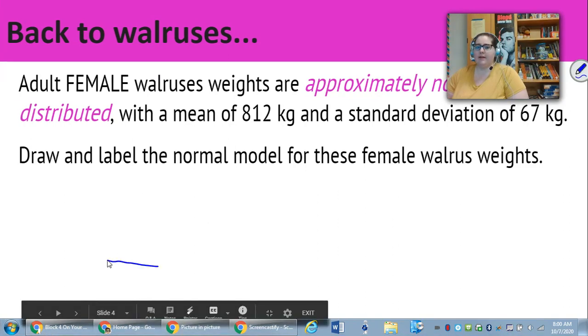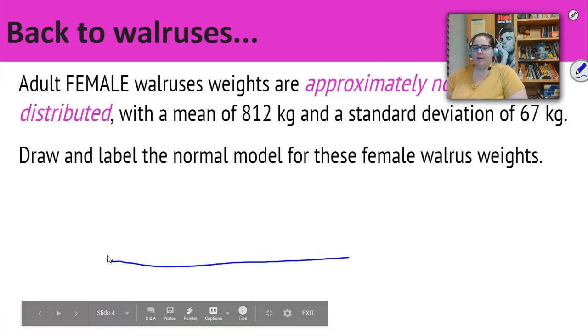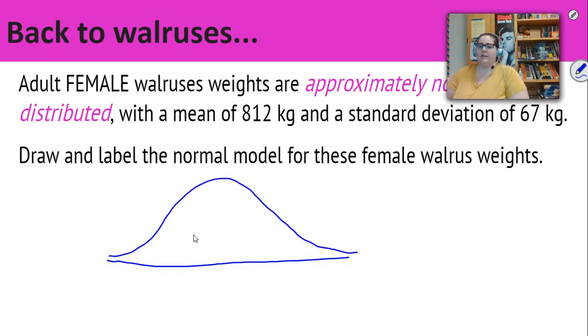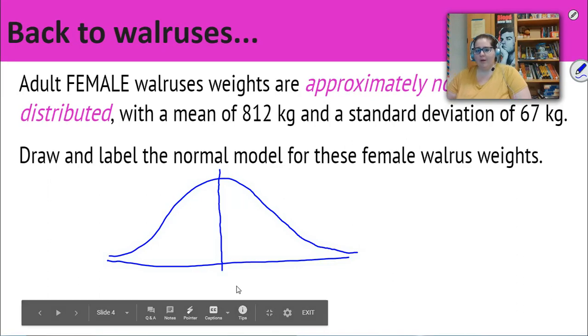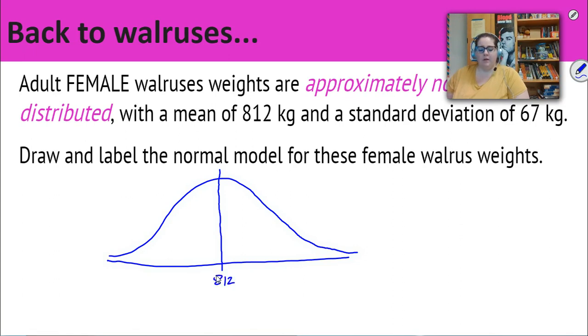I'm going to start by drawing a normal model shape. It doesn't have to be perfect. Clearly my normal model could use some work. I'm going to draw a line down the middle. This is where the peak is, this would be where the mean is. So I'm going to label 812 for the mean.